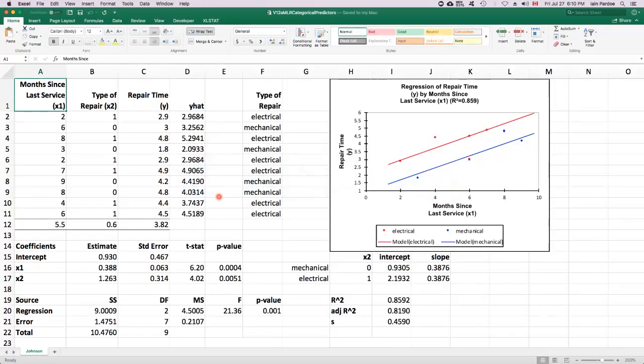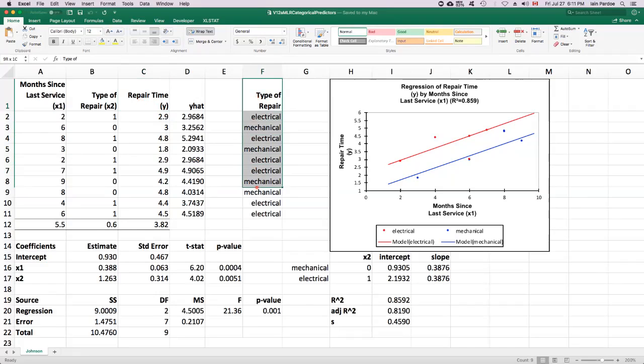In this video, I'm going to talk about categorical predictors in multiple linear regression. For our example, we have a service company, and they've recorded information on their last 10 service calls. They recorded months since the last service, which is X1, and whether the type of repair required was electrical or mechanical. We're going to try to incorporate this type of information into the model. The response is quantitative, and it's the repair time in hours.